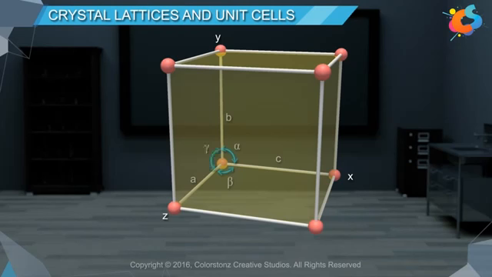The angle between edges B and C is alpha. The angle between A and C is beta. And the angle between A and B is gamma. Thus, a unit cell is characterized by six parameters: A, B, C, alpha, beta, and gamma.